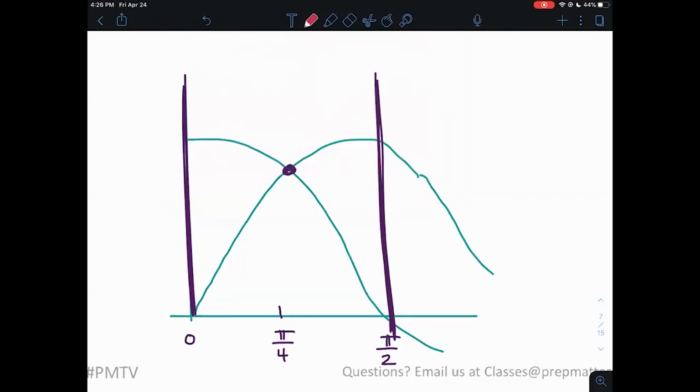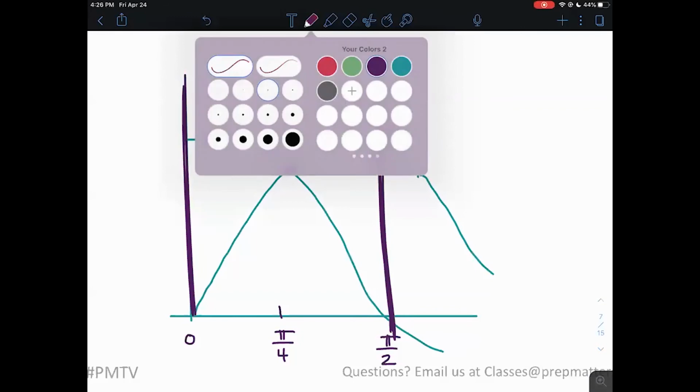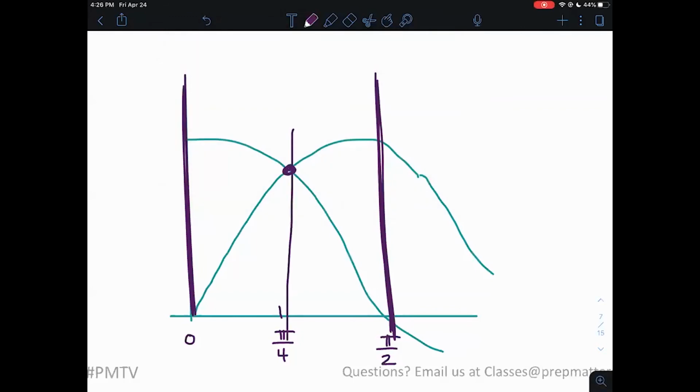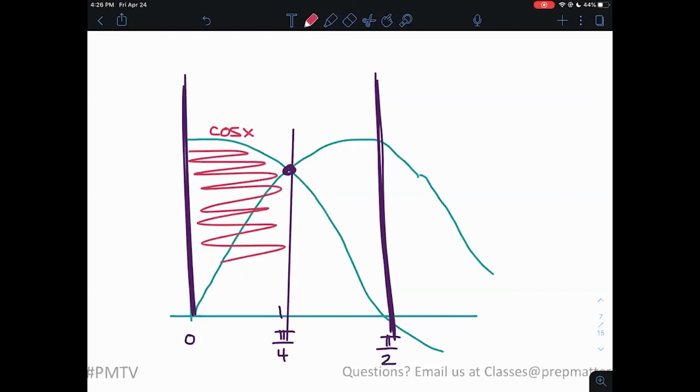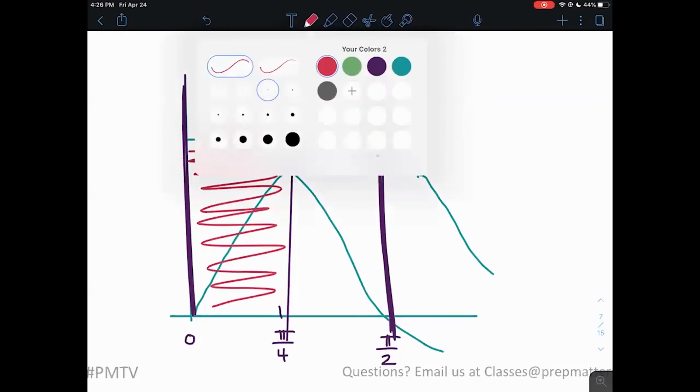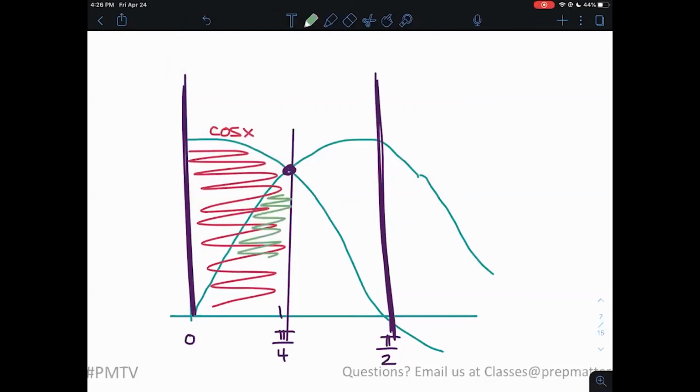So when we are looking to the left of this point of intersection, so from 0, I'm going to draw one more line in here. And we're going to pretend that that connected really beautifully. From 0 to pi over 4, I have my cosine curve on the top. And what I'm going to have to do is find that integral, that area between 0 and pi over 4 under the cosine of x curve. And then I'm going to need to subtract all of this area under the sine of x curve.